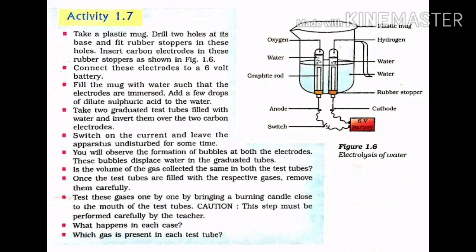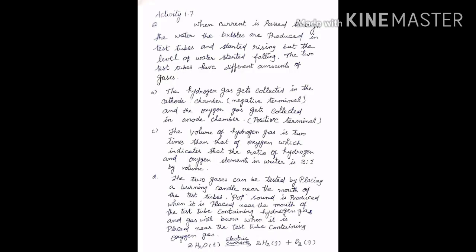in each test tube. When electric current is passed through the water, bubbles are produced in the test tubes and start rising, but the level of water starts falling. The 2 test tubes have different amounts of gases. The hydrogen gas gets collected at the cathode and the oxygen gas gets collected at the anode. The volume of hydrogen gas is 2 times that of the oxygen, which indicates that the ratio of hydrogen and oxygen elements in water is 2:1 by volume.